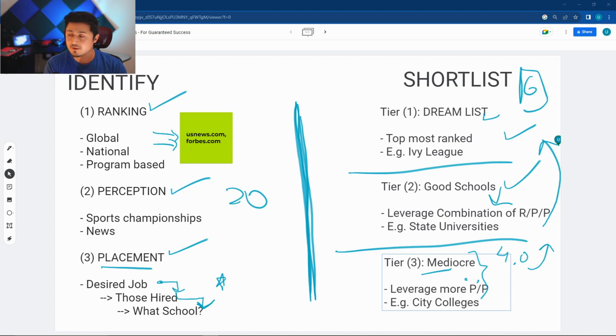And this, ladies and gentlemen, is the smartest technique to shortlisting graduate schools, which will guarantee you success.